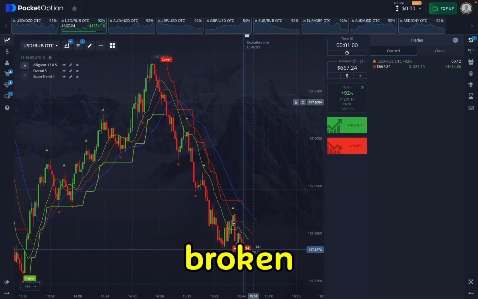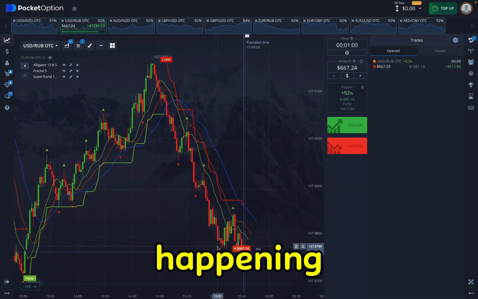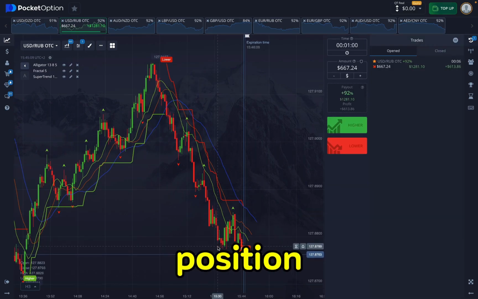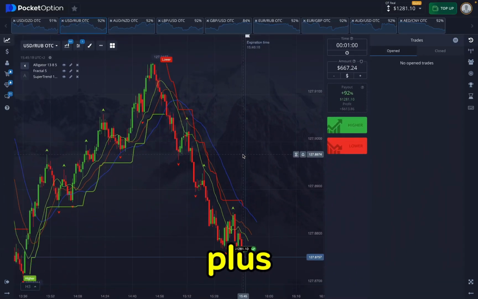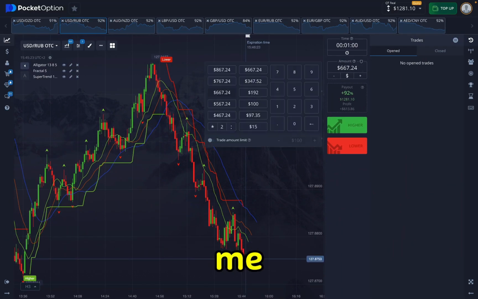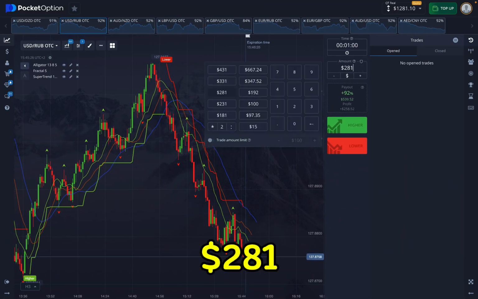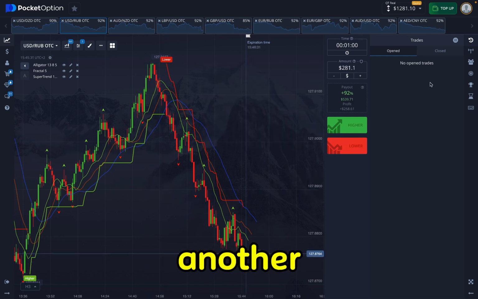We have already broken the first low. It's happening, in the last seconds to close this position, and the trade closes on the plus side. Great. I can see over $1,000 on my balance. And let me open another position for $281. I won't risk all the profit, just consolidate the result and open another position.